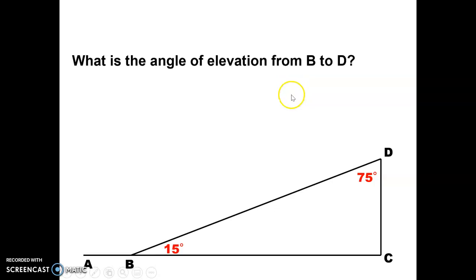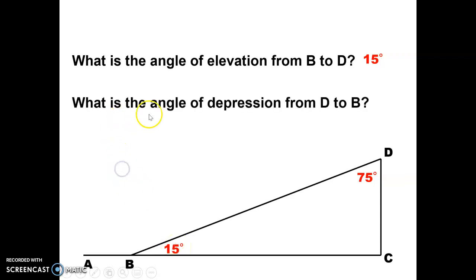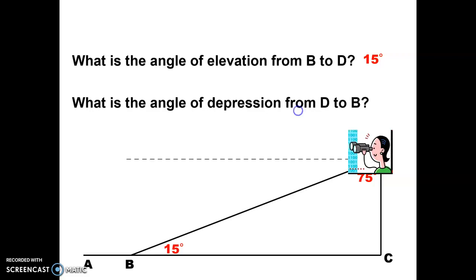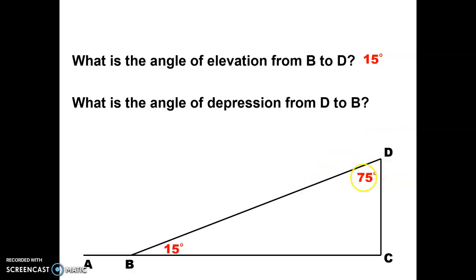What is the angle of elevation from B to D? Pretty simple. It's 15 degrees. Great. What is the angle of depression from D to B? And I hope you didn't put 75. This is the horizontal. The angle of depression is the angle that will be formed when you look from the horizontal. So it's that angle, which is 15. Of course, that diagram didn't include the horizontal, but that's where we've come to.